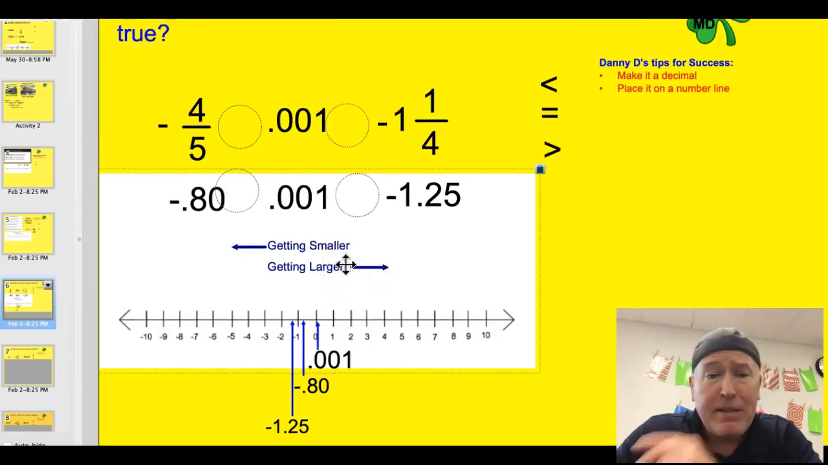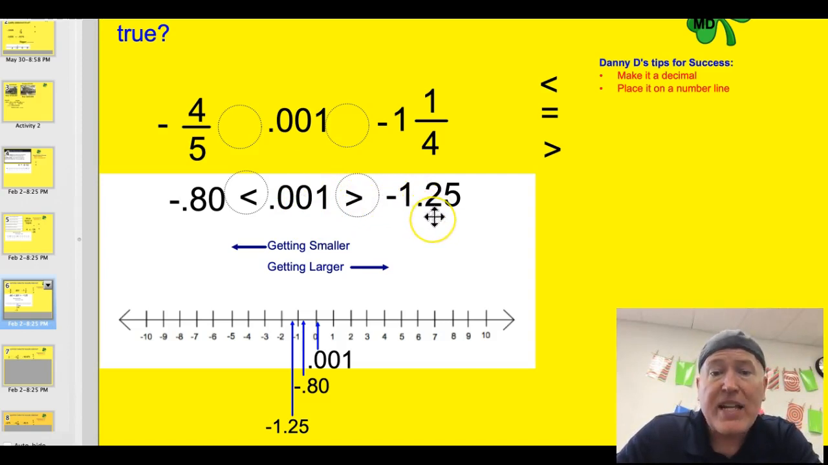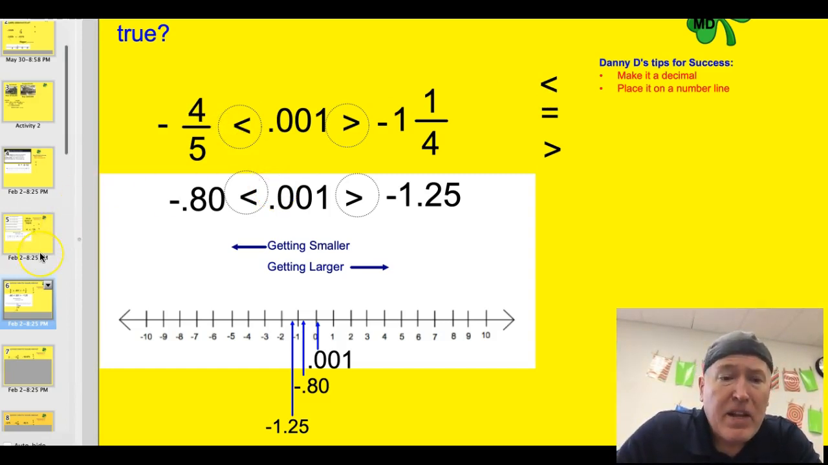So now we just have to pop in the inequality symbols. Move this guy over. So this one is the largest. Obviously negative 0.80 or negative 0.8 is less than 0.001. And again, this one is greater than that. So 0.001, this positive, is greater than this negative number. Oftentimes you have to go in and put them back in the original form, so I'll just do that real quick. But that's it. That's how simple it can be. Again, the number lines don't have to be fancy.